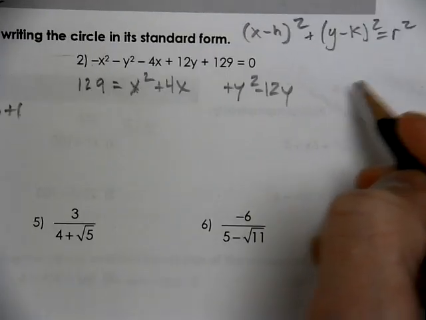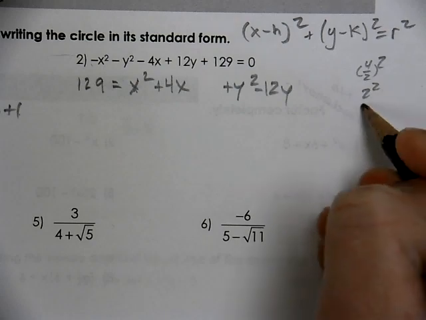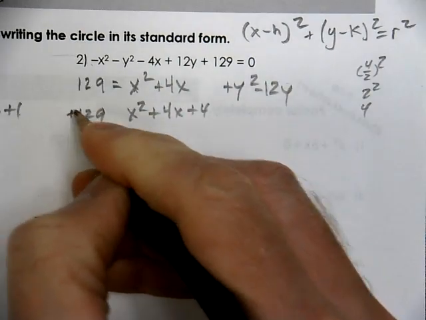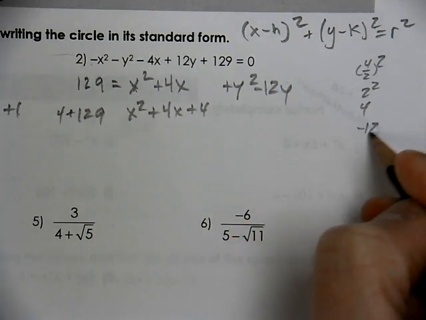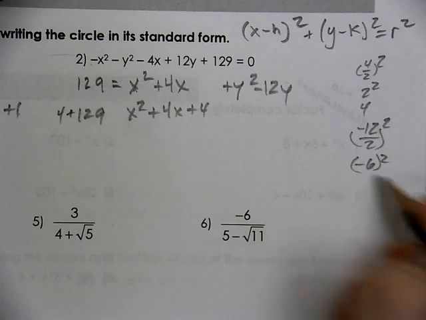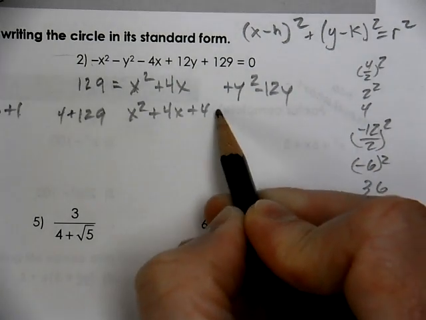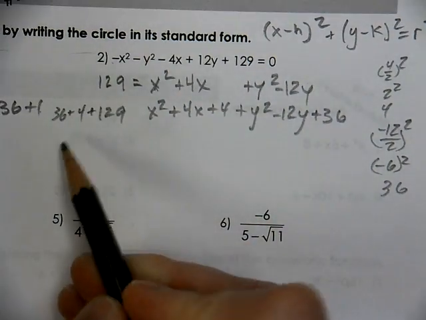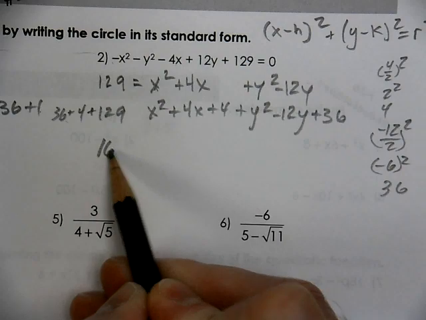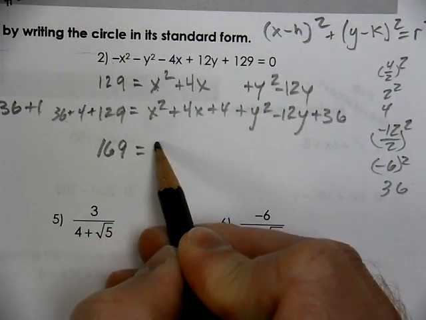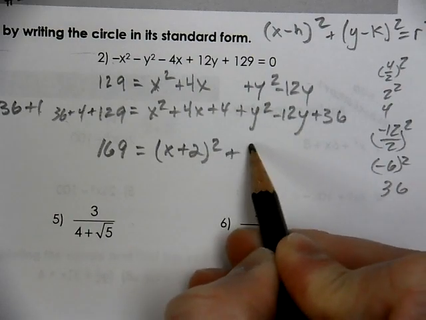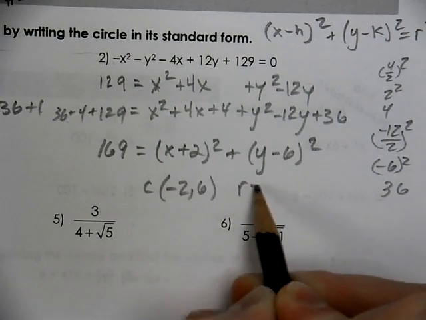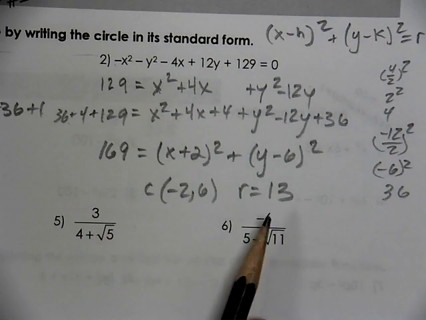So now we complete the square. We take the 4, we divide it by 2 and square it. So we are going to add 4 to both sides of our equal sign. And then we're going to take the negative 12 divided by 2 and square it. Got to use parentheses around that. So you have 36. And you add that to the other side. This becomes 40. So 169 equals x plus 2 squared plus y minus 6 squared. So our center is at negative 2 comma 6, and our radius is 13. It's the square root of 169.